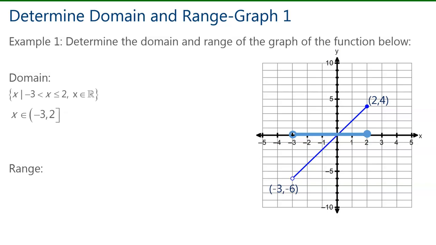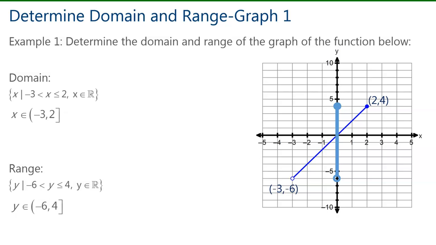Let's visualize the shadow of the graph on the y-axis. This stretches from -6 to 4, not including -6, but including 4. In set notation, this is the set of y's such that y is greater than -6 and y is less than or equal to 4, where y is a real number. In interval notation, this is y is an element of the interval from -6 to 4, with an open bracket near the -6 and a closed bracket near the 4.